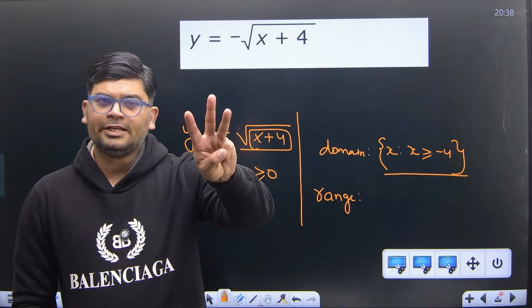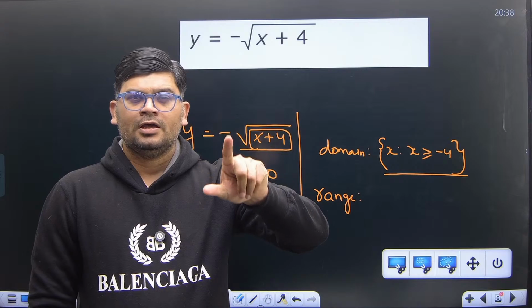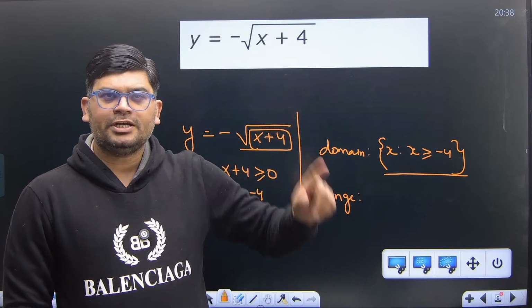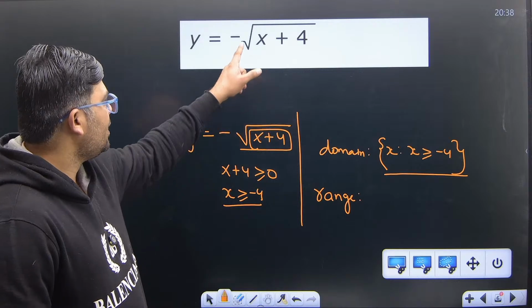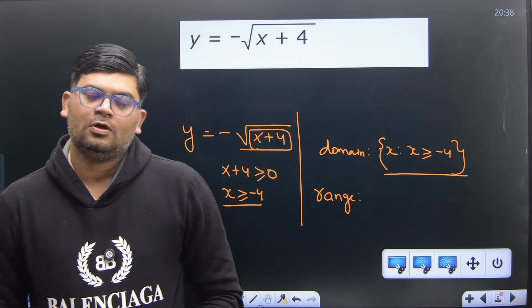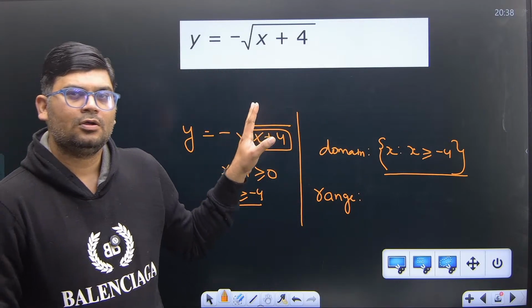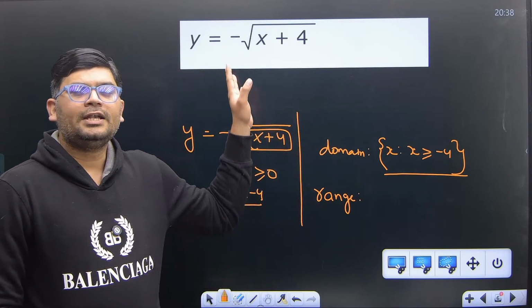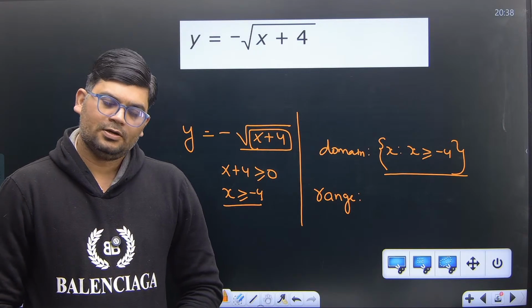We will talk on 3 aspects. Can it be positive? Can it be 0? Can it be negative? Can this ever be positive? Tell me, can y ever be positive with a negative sign outside? No. That means it cannot be positive. Can it be 0? Can it take 0 value? Yeah, it can. It can take 0 value.